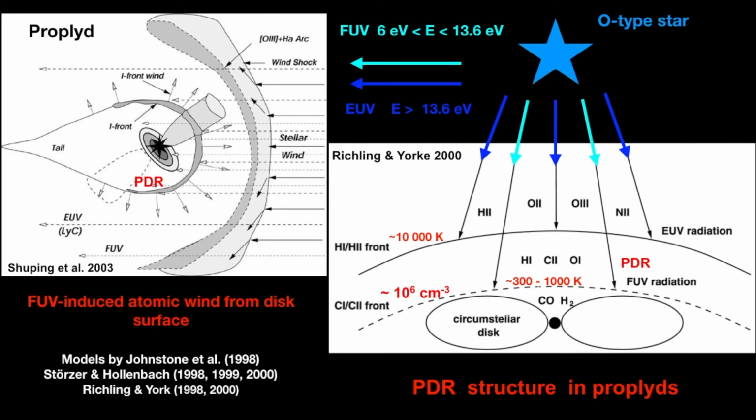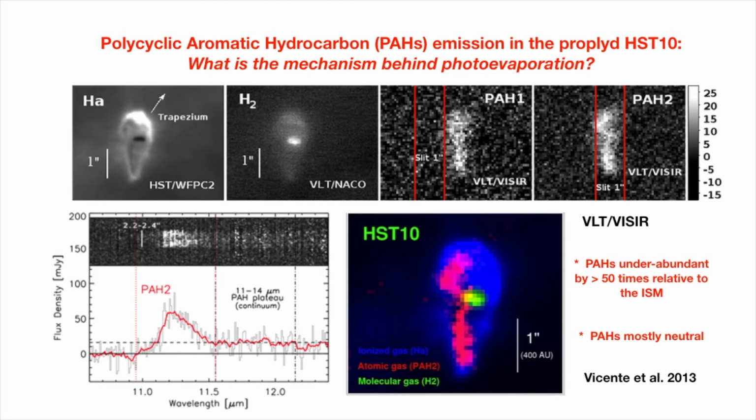But the structure of proplyd PDRs can differ from classic PDRs, and that is simply because the properties of the dust and gas in the disk are likely different from those of FUV-illuminated molecular clouds or the diffuse interstellar medium. The main gas heating mechanism in classic PDRs is the photoelectric effect on small dust grains and polycyclic aromatic hydrocarbon molecules, also known as PAHs.